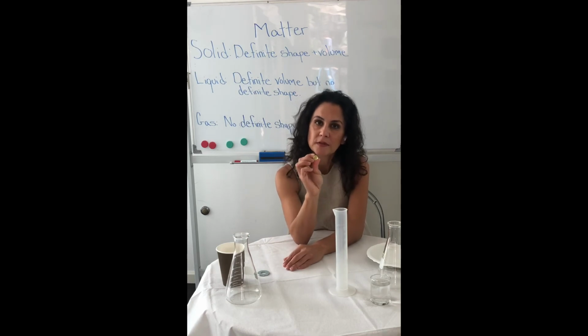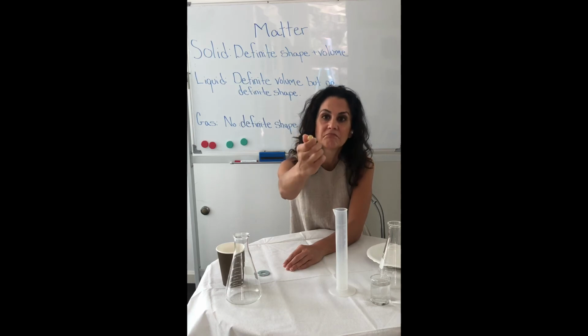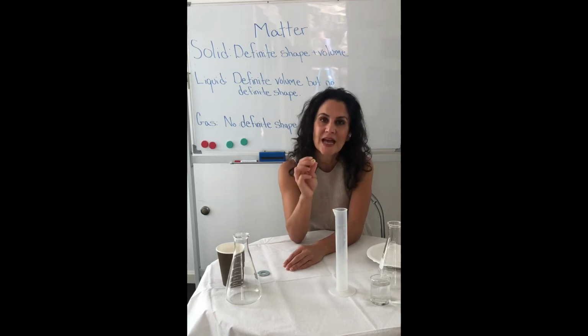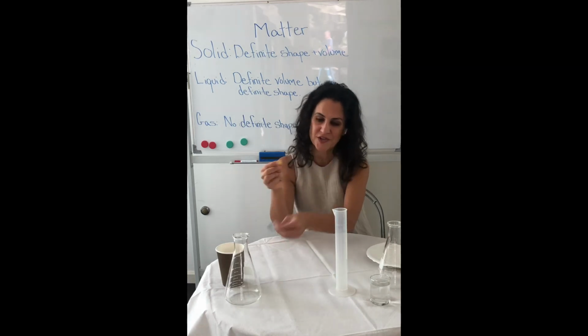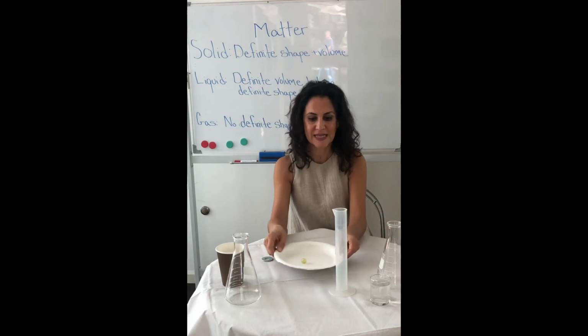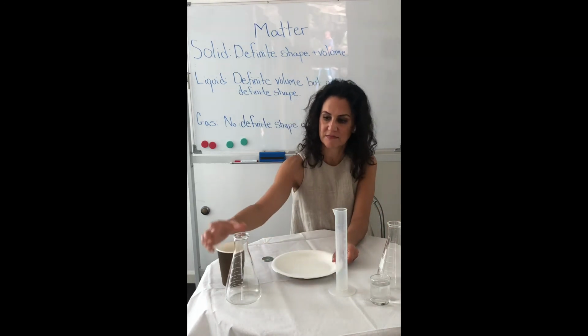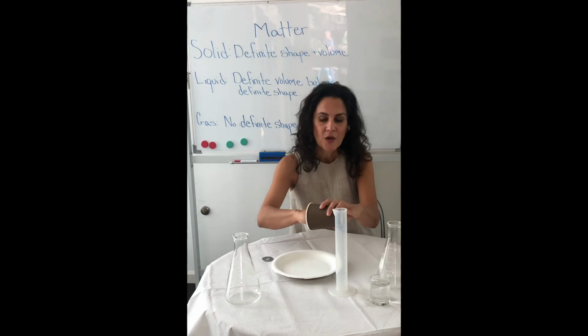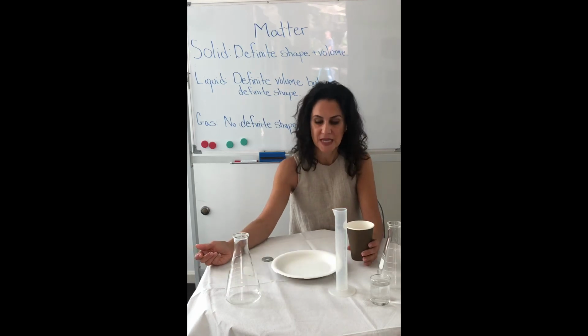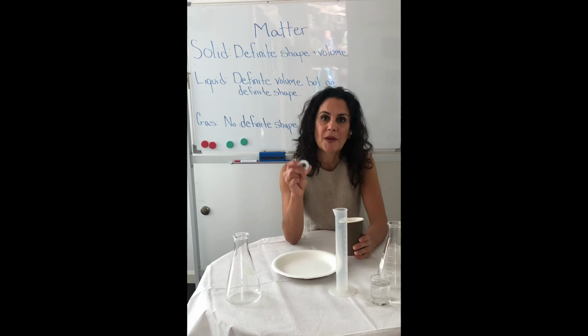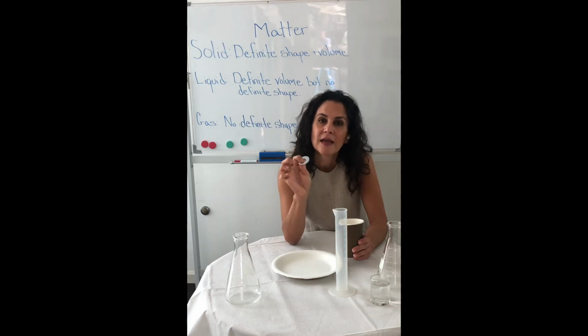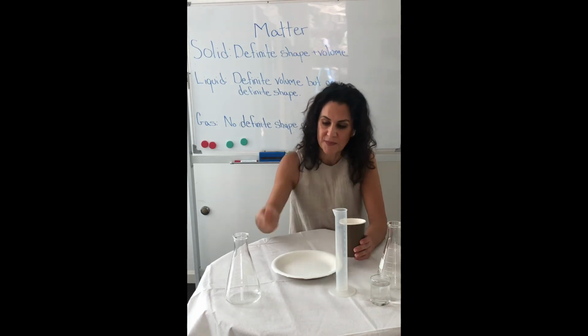What about this marble? Is this a solid? Well, let's see. Does it have a definite shape? It does. And does it have a definite volume? It does, right? Same as the washer. I can put it on this plate and it takes up the same amount of space as it does inside of the cup or as on this table. Now these are solids. Remember, solids have a definite shape and a definite volume. They take up the same amount of space and they have a definite shape.